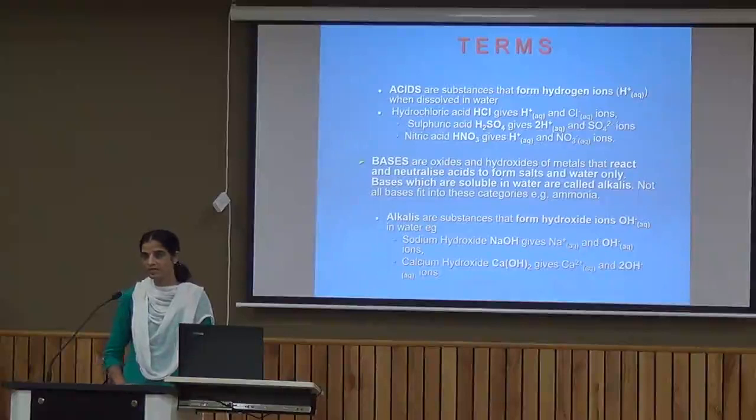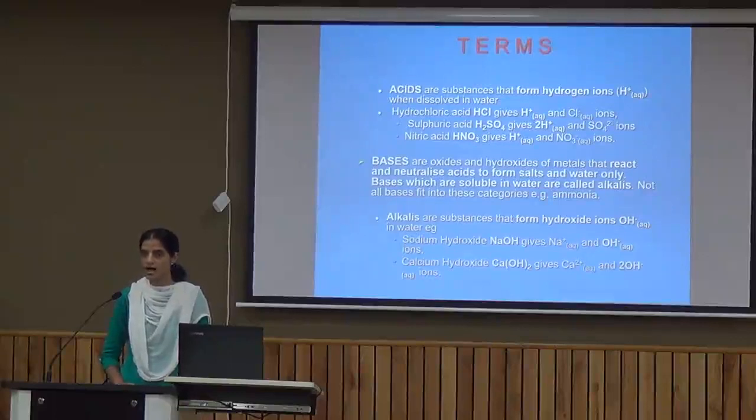In this category, we can place substances like hydrochloric acid, sulfuric acid, nitric acid, etc. Hydrochloric acid, when dissolved in water, results in production of hydrogen and chloride ions. Nitric acid, dissolved in water, results in formation of hydrogen and nitrate ions. So the common ions in these two substances are hydrogen ions. It is these hydrogen ions which are actually responsible for the acidic nature of a substance.